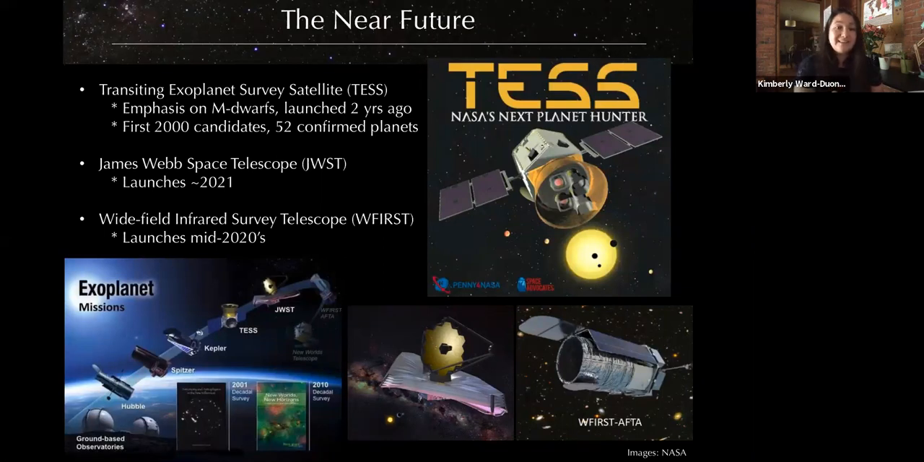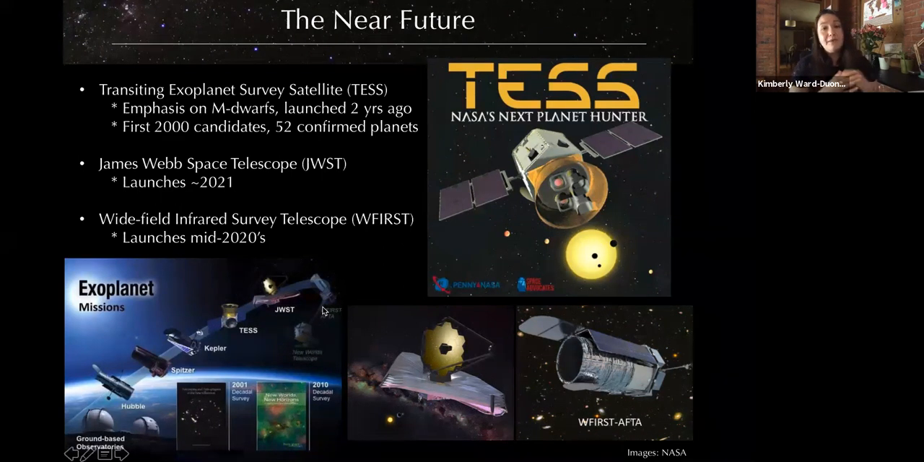So as I mentioned, the TESS satellite launched 2 years ago. It has 2,000 candidates already, 52 confirmed planets. These systems will also be ripe for follow-up with James Webb, which will hopefully, fingers crossed, launch next year. And then also for what was called the WFIRST telescope, which has been recently renamed the Nancy Grace Roman telescope, which will launch in the mid-2020s.